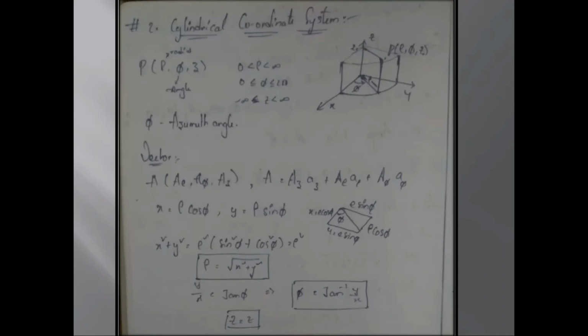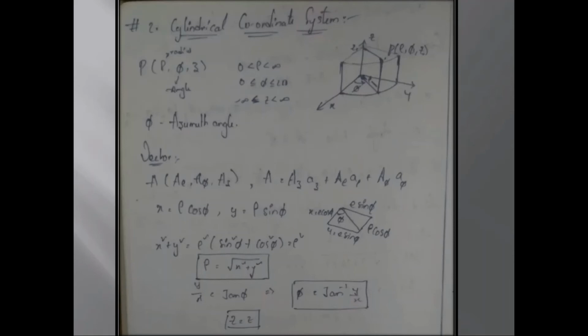As we see ρ as the hypotenuse, we get the x component and y component in the form of ρ and φ. From this, if we square and add the x and y values, we get ρ square times sin square φ plus cos square φ, which is equal to ρ square, and ρ is equal to root over x square plus y square.